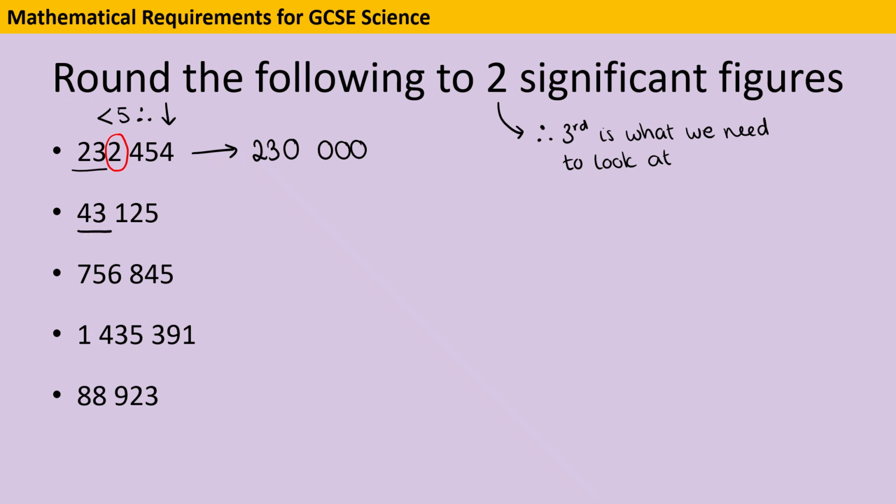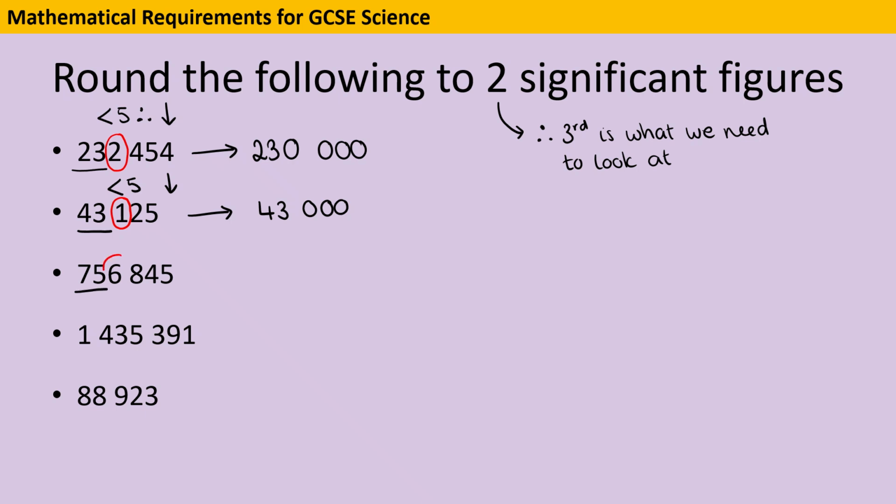Then for our second number, the one that we're going to end up looking at is this number 1. Again, it's less than 5, so we're rounding down. And again, we're going to replace these numbers with zeros, and we get 43,000. Pause the video and have a go at the remaining 3 on your own.